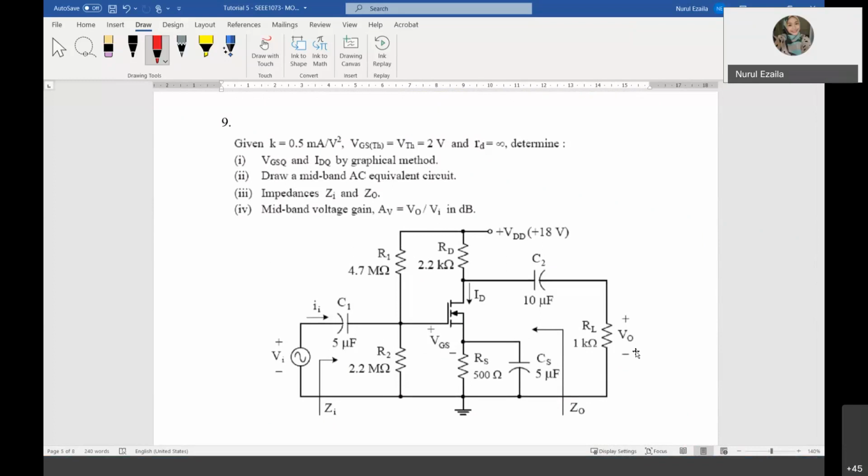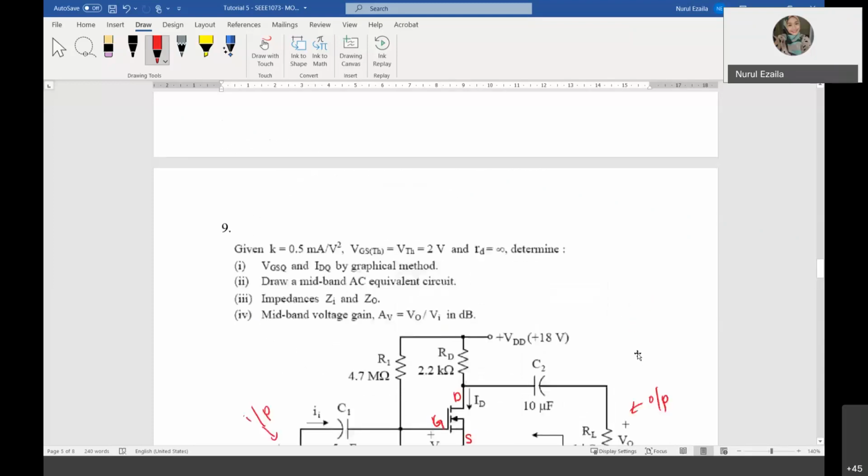Common source. Yes, common source. So this is the input at the gate. This is the drain, this is the output, and this is the source. Left is source. Therefore, this is common source. That's how you define it.